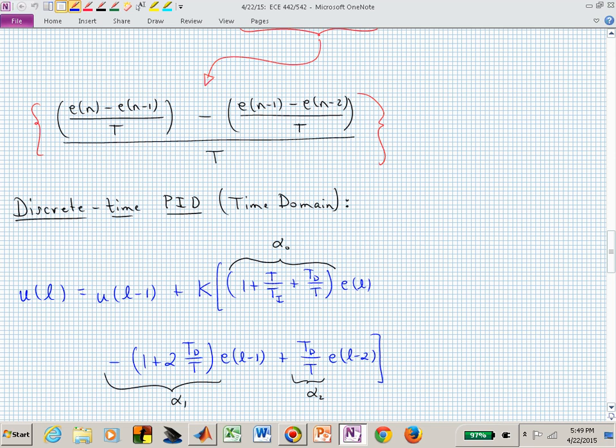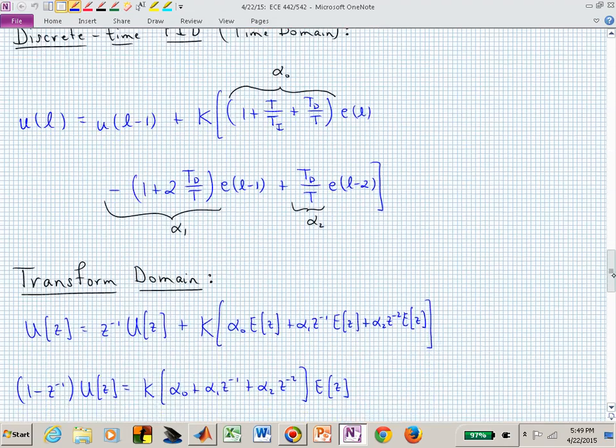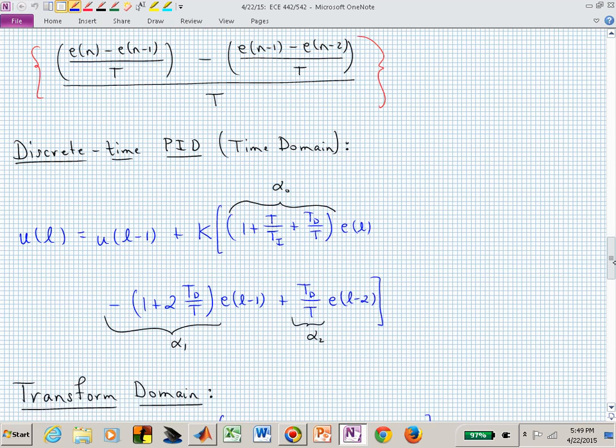What I'm going to do, though, is... I may have just stored it for you. Let me see, what did I do? Okay, I'm still going to keep those. I'm going to keep the K, but now I have all of these coefficients collapsed into a new variable. Alpha 0 scales the error now. Alpha 1 scales the error 1 time step into the past. And alpha sub 2 is the coefficient that scales the error 2 time steps into the past.